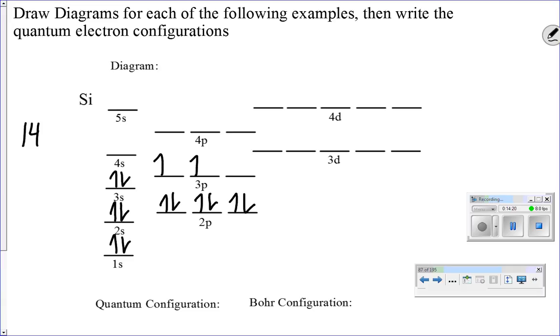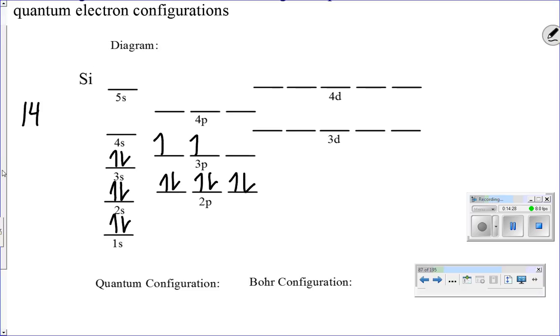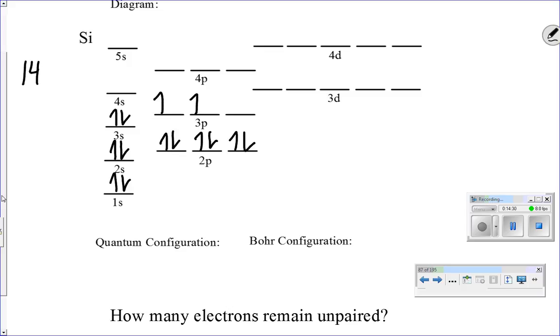Now, when you write your quantum configuration, it doesn't matter, because you still end up with 3p2, but if you're looking at one of these diagrams, it actually does make a huge difference. Unpaired electrons are actually why we have things like magnetism. So the fact that you can have unpaired electrons like that is why iron acts as a magnet, but other metals do not. So now you're going to write your quantum configuration. Pause the video and make sure to write that out.